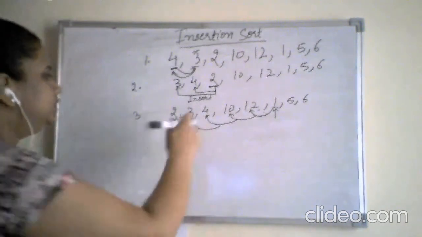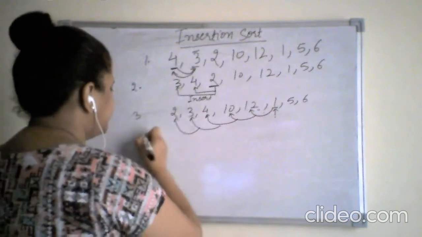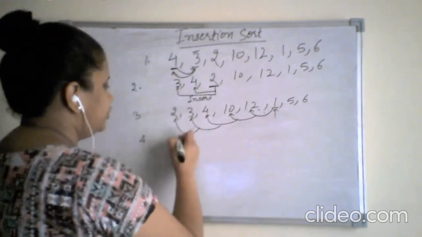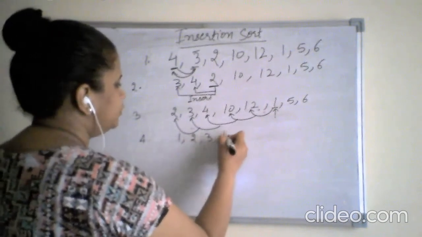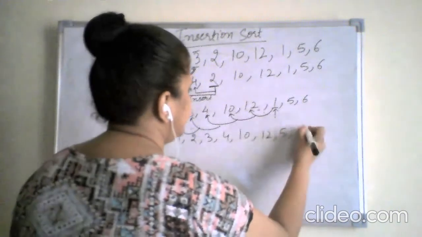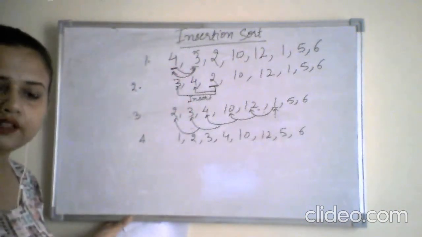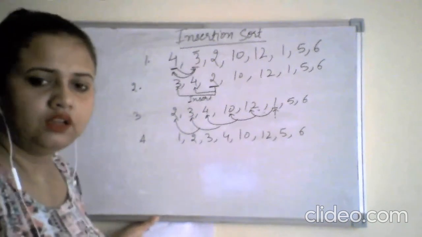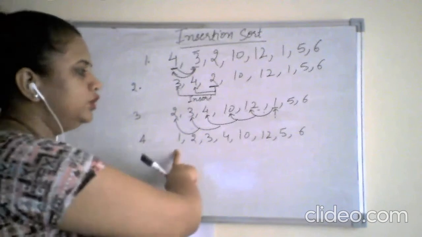After I am done with this comparison, I know that 1 is less than 2, so its correct place is before 2. So it is 1, 2, 3, 4, 10, 12, 5 and 6. So this is what my array looks like now after I am done with the insertion of data element 1 from the given location to the new location.